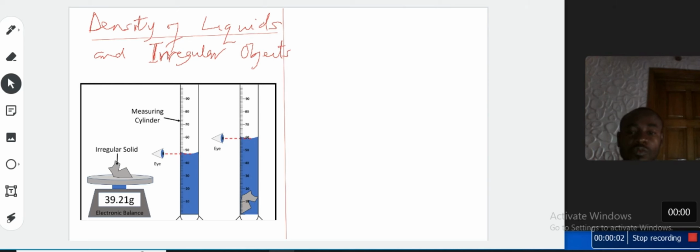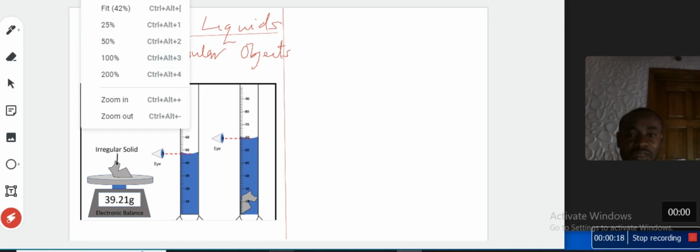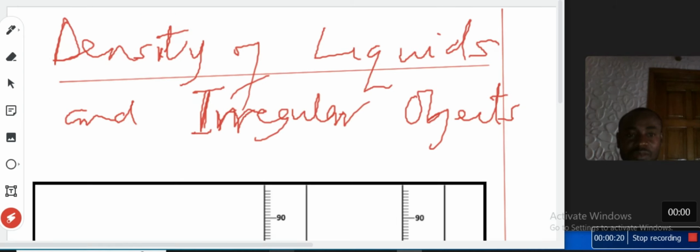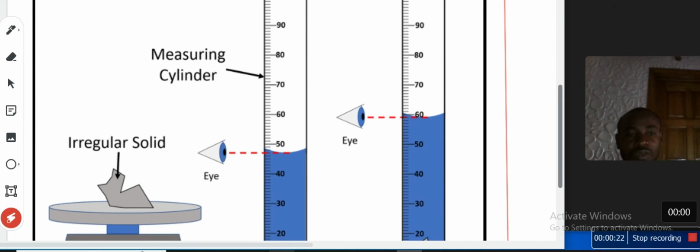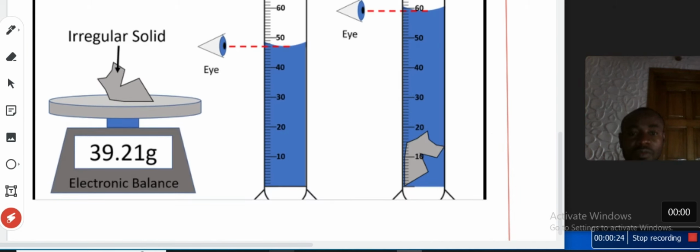So this is how to find the density of liquids and irregular objects. What do you use to measure the volume of a liquid? Measuring cylinder. Okay, with the measuring cylinder you can find the volume of a liquid. For instance, let's look at this liquid in this cylinder. Zoom it in. What's the volume? That's the volume before dropping the irregular solid.